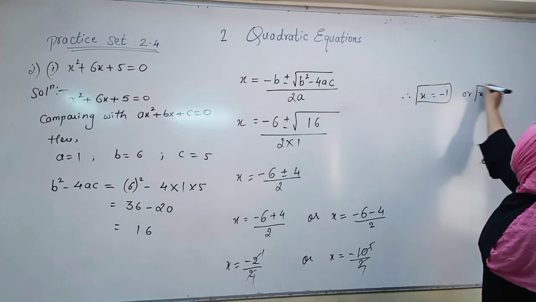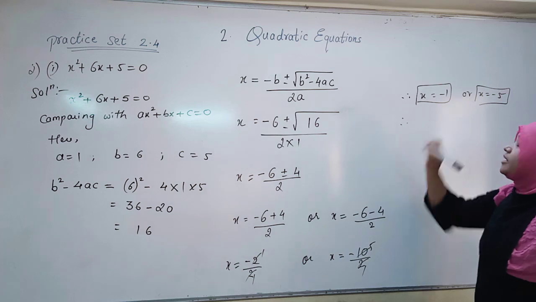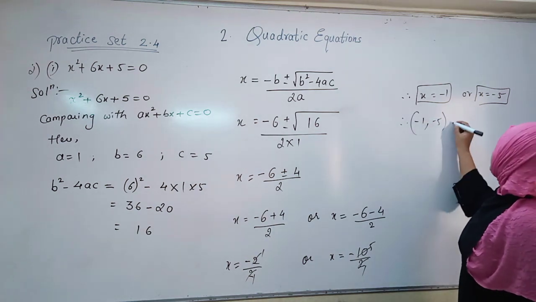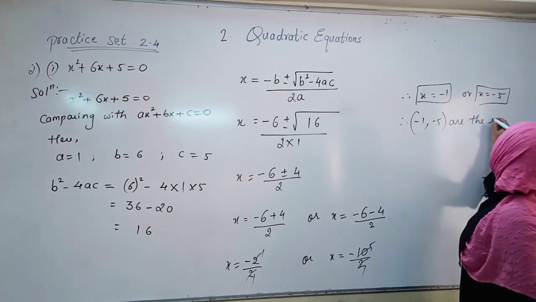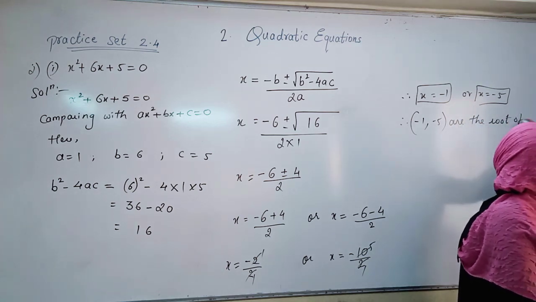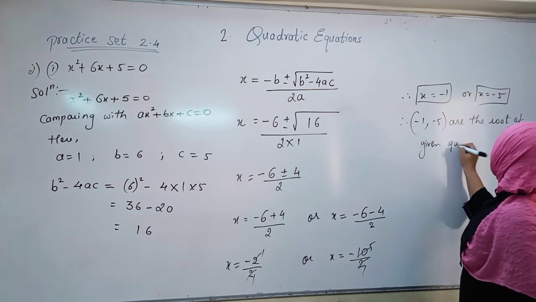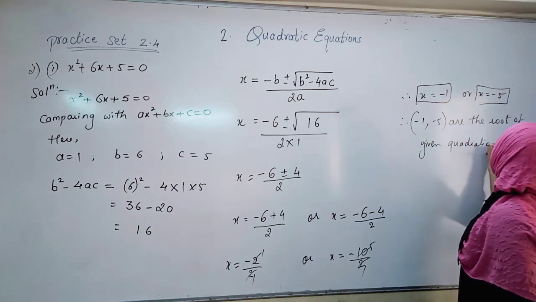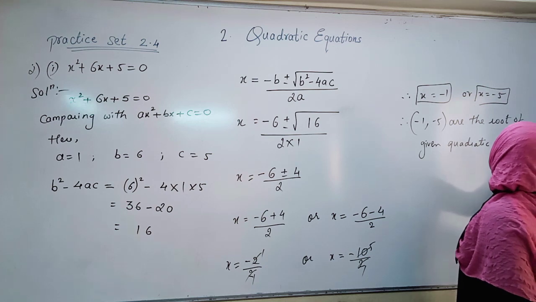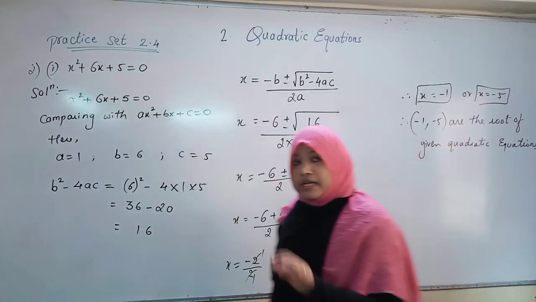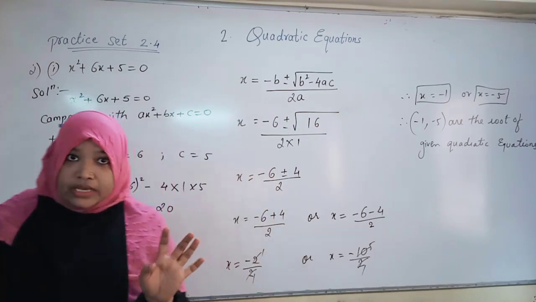Understood? But how do we write the statement here? We have to write the statement: minus 1 and minus 5 are the roots of the given quadratic equation. Understood, student? In this way we have to solve the entire question.